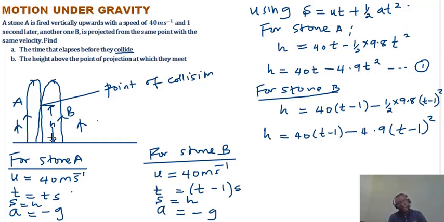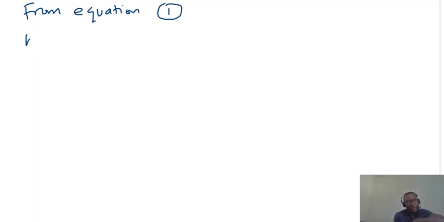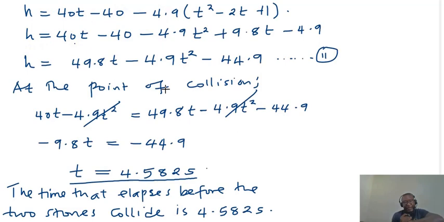We are going to make use of equation 1 now that we have got t. So from equation 1, we have that h is equal to 40t minus 4.9t squared, and t is 4.582 seconds.